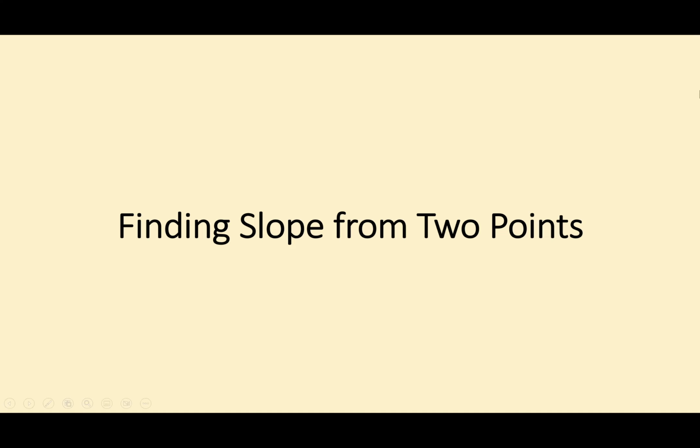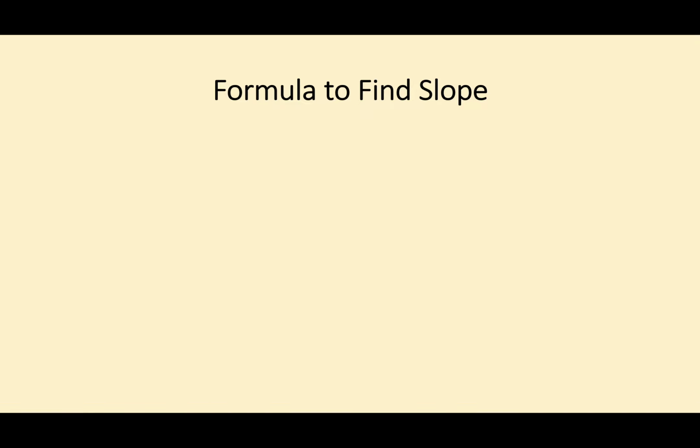Okay, so let's do a quick video about finding slope from two different points. Well, to find the slope from two different points, what you need is the formula to find slope. And that's pretty straightforward. The formula that everyone should be familiar with is slope equals rise over run, which is a great formula, but it's not particularly the one that we want for this instance.